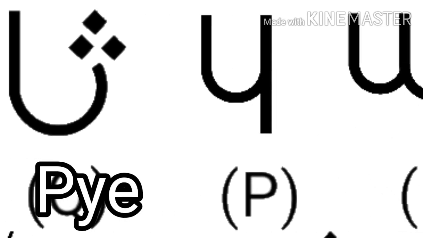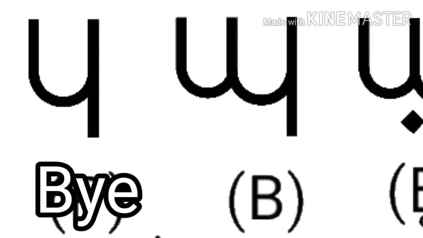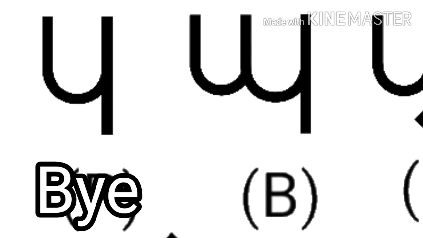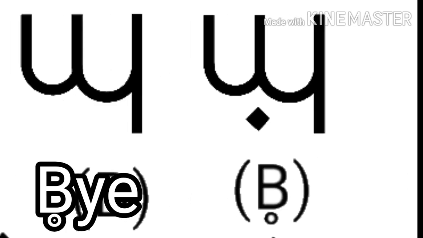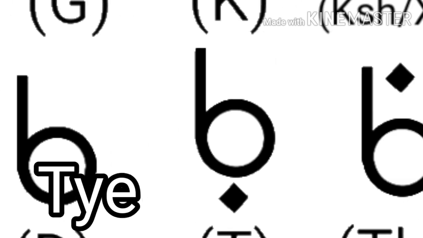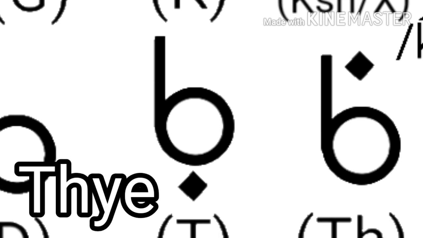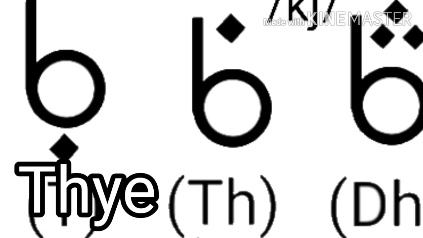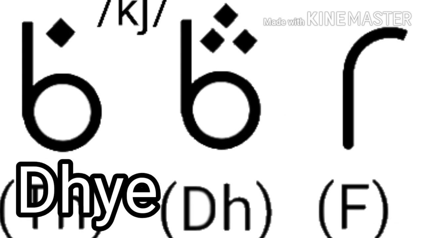The next one is pie, which makes the P sound and looks like a flipped P without the top. If you add another hook on the left, it becomes bie, and if you add a dot on the top, it becomes prie, the bilabial trill. The next one is die, which makes the D sound and it looks like a doorbell. If you add a dot on the bottom, it becomes die, and if you add a dot on top, it becomes thie, and if you add 3 dots on the top, it becomes thie.